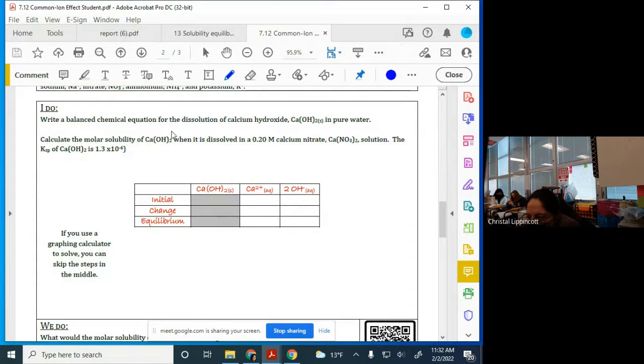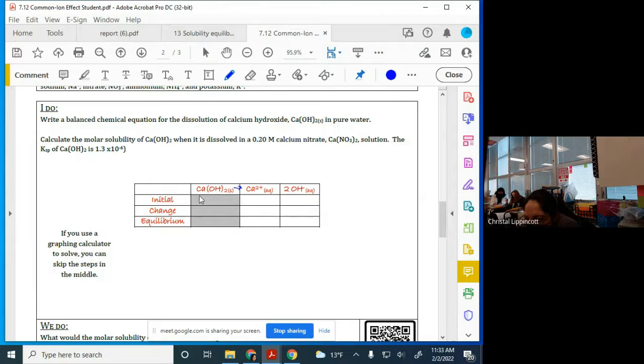Write, first of all, a balanced equation for this. So we're going to have this guy, and he's going to come out into Ca2+ and OH-. Why do we have this grayed out? Because it's a solid, so it's not going to count into our Ksp. We don't need to waste our time on that side.